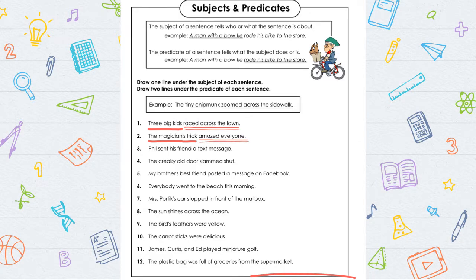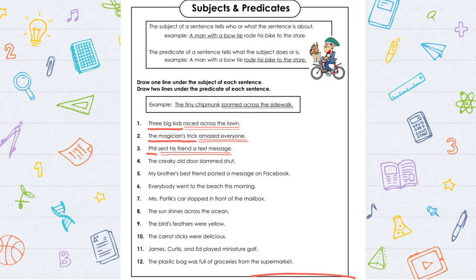And number 3, Phil sent his friend a text message. Phil is my subject because it tells me who the sentence is about. I will use a single line to underline this subject. Now, let's try a different way to identify the predicate. Remember from the video, try and find the verb in the sentence. In this case, the verb is sent. So I know that sent is part of the phrase, sent his friend a text message. Therefore, that all becomes the predicate. Let's underline that with 2 lines.